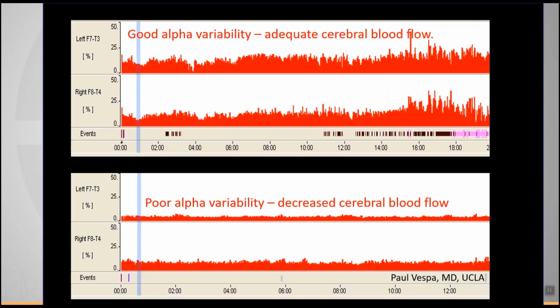What Paul Vespa found is good alpha variability correlated with good cerebral blood flow, whereas poor alpha variability correlated with decreased cerebral blood flow. So if you look at it, what we are doing is comparing the alpha range activity to the entire range of other frequencies from 1 to 20 hertz. The measure that we're looking for here is not just a matter of the presence or absence of alpha, but whether it's variable. So it's partly objective, partly subjective.